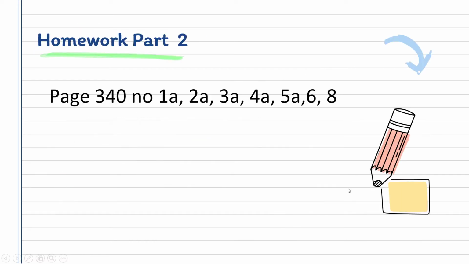Okay, this is your homework, the second part of this chapter. Please do page 340, number 1a, 2a, 3a, 4a, 5a, and 6 and 8. Related to the chain rule, we will discuss it again in our class. And please note, if you have any questions, then please let me know.